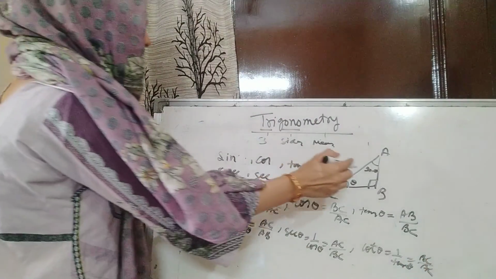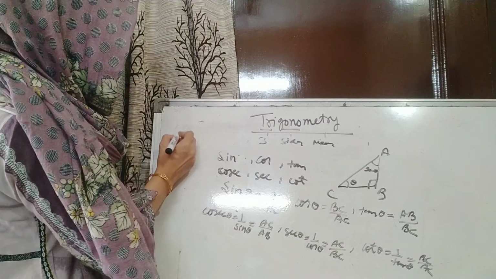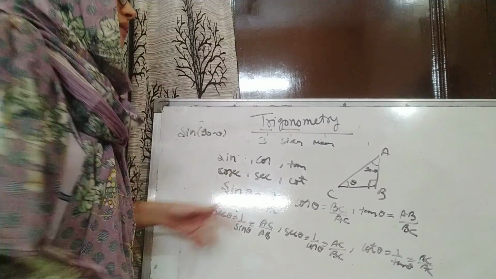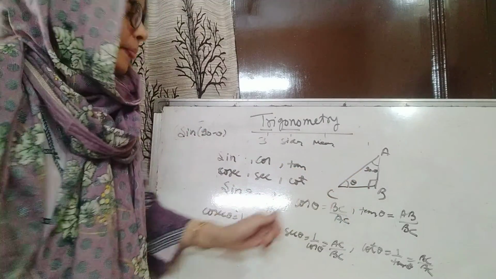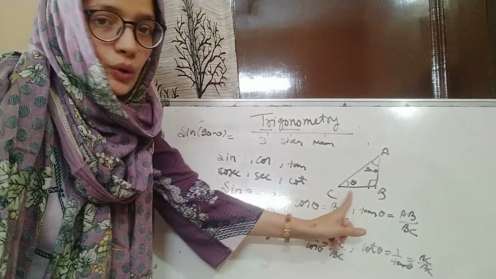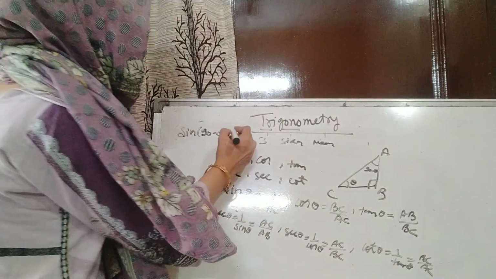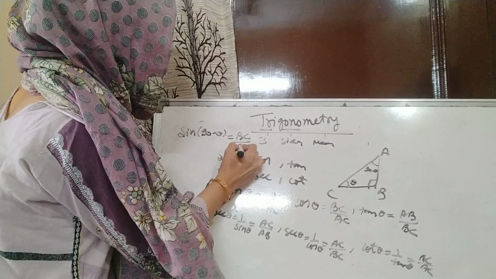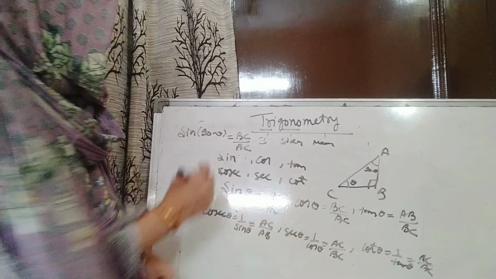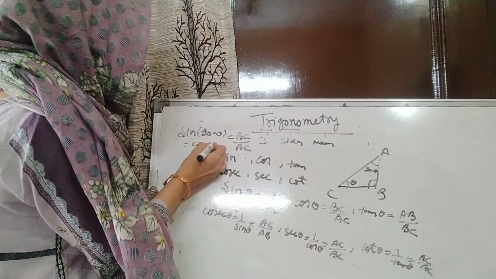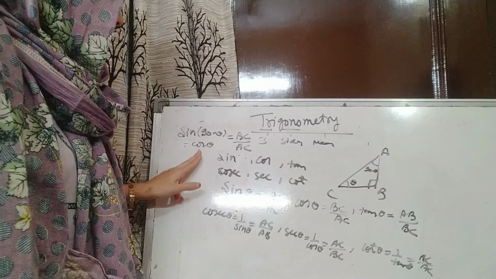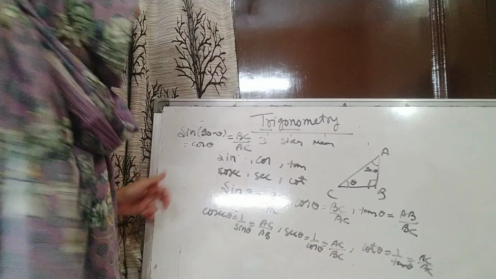Now let us calculate the sine of this 90 minus theta. Here this 90 minus theta is the complement of theta. So for this angle 90 minus theta, perpendicular is BC and hypotenuse is AC. But this BC upon AC is nothing but cos theta. So sine of 90 minus theta will give you cos theta. In a similar way, cos 90 minus theta will give you sin theta.